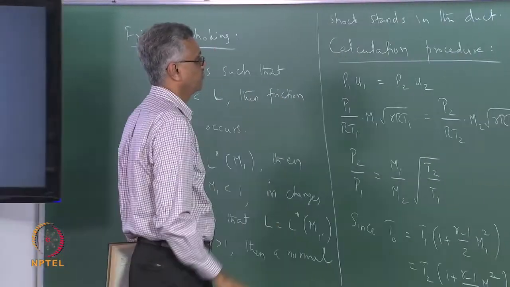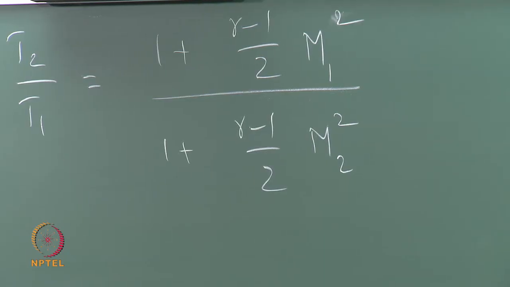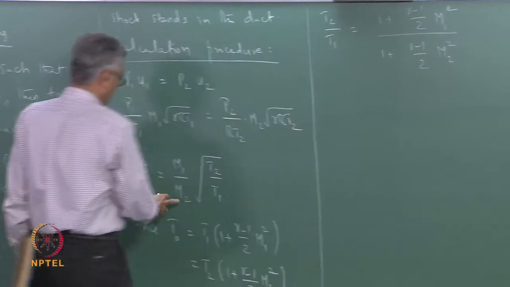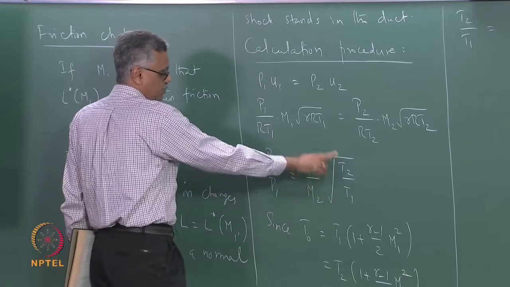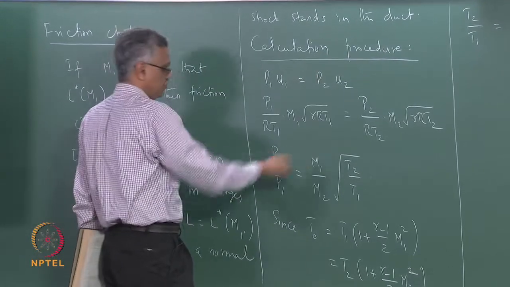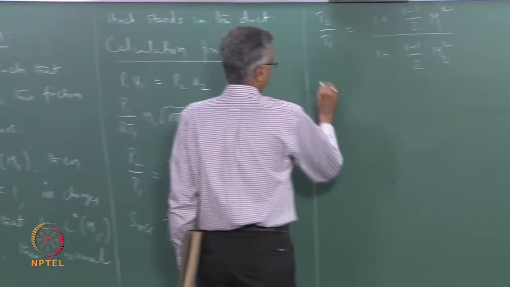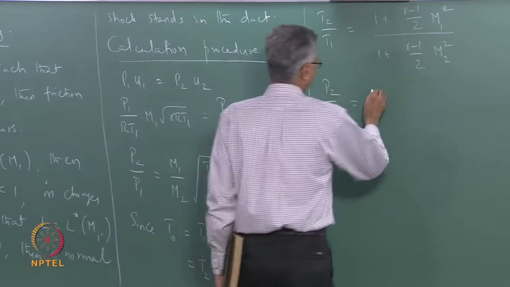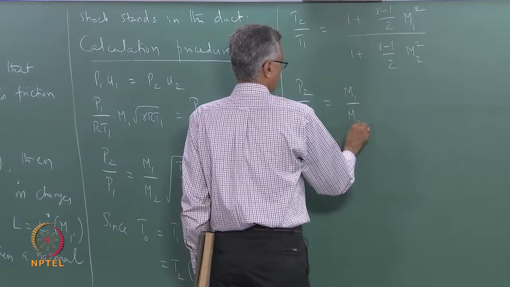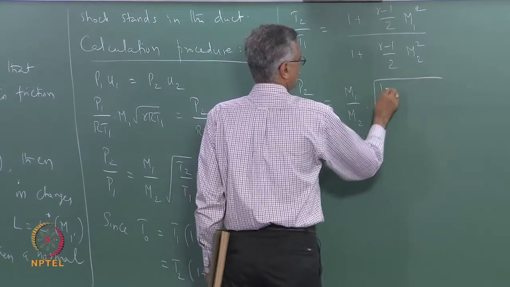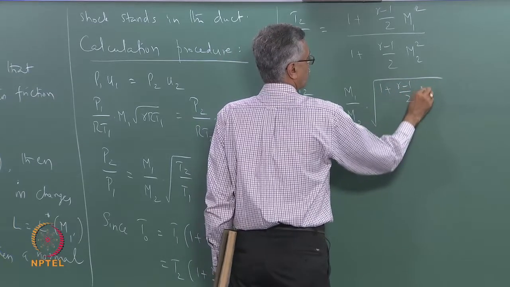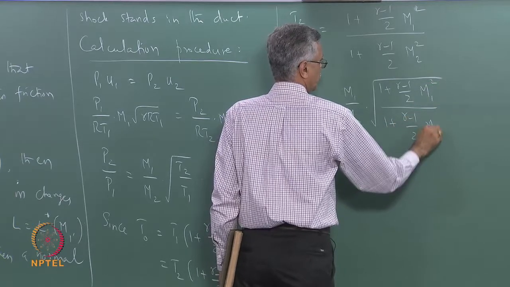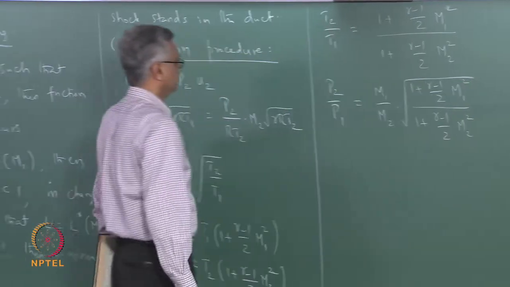And I can actually substitute for T2 over T1 from here into this equation. So, I still have T2 over T1 in the right hand side. So, if I substitute from there, I can get P2 over P1 to be equal to M1 over M2 times square root of 1 plus gamma minus 1 over 2 times M1 square divided by 1 plus gamma minus 1 over 2 times M2 square.